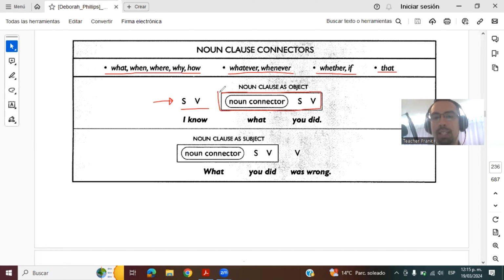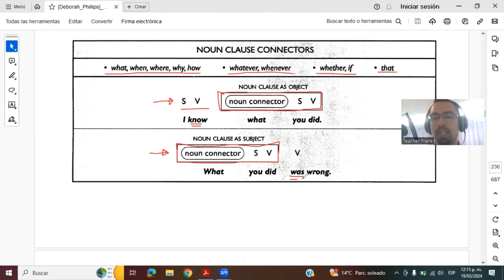In this case, it's an object of a verb because it's after a verb, but if it were after a preposition, it would be a noun clause as an object of preposition, right? And of course, we can put it in the beginning as a noun clause as subject. What you did was wrong, right? In this case, you did is a subject verb clause number one, and what you did in this case is the subject for the verb was, right?